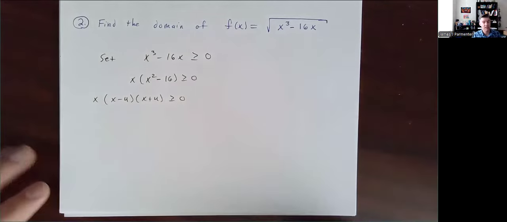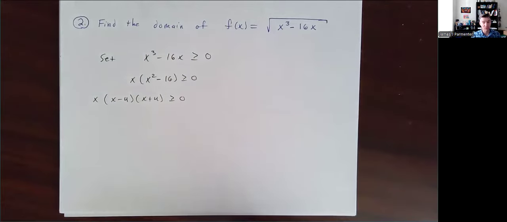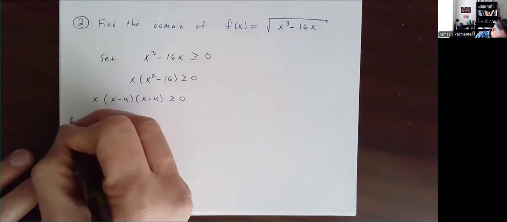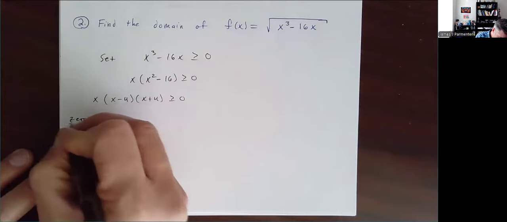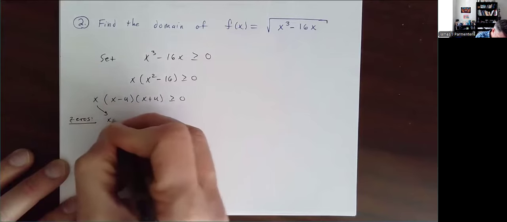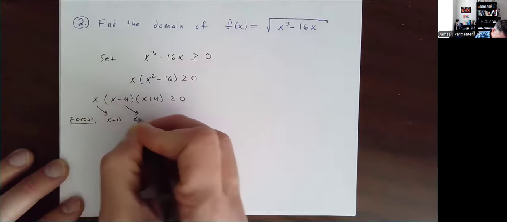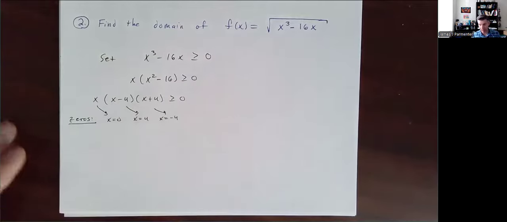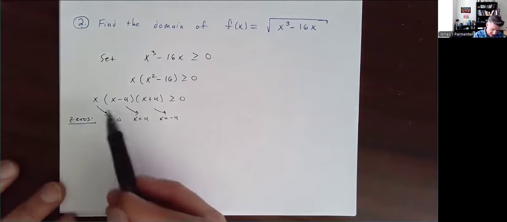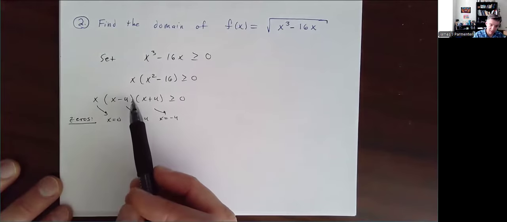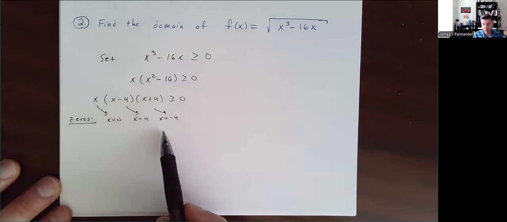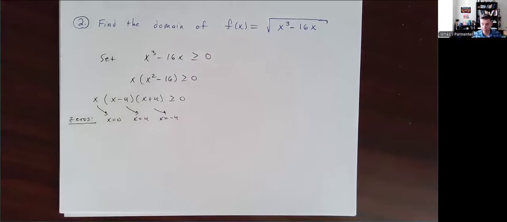Now, in this case, where I'm trying to solve an inequality, I definitely do need to use the number line. I'll point out that the zeros, the things that make this equal to 0, are x equal to 0, x equal to positive 4, x equal to negative 4. Yes, I'm skipping the step of setting each factor equal to 0, but if you set x equal to 0, you get 0. If you set x minus 4 equal to 0, you get x equal to positive 4. If you set x plus 4 equal to 0, you get x equal to negative 4. You can skip that step, but it's also fine to write it down.